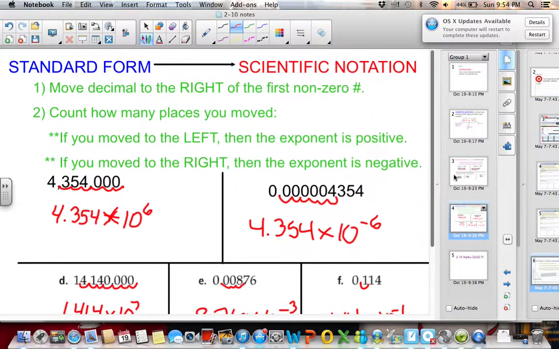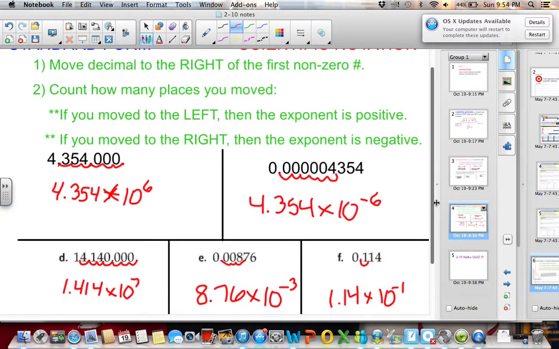Standard form to scientific notation is a little bit more confusing than scientific notation to standard form. These are important notes to have written down, so you may want to take time to write those down. You can also look in your book on page 130 and 131. It will explain it a little bit more and a little bit better.